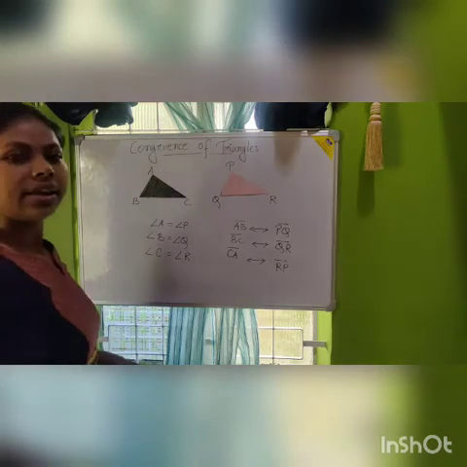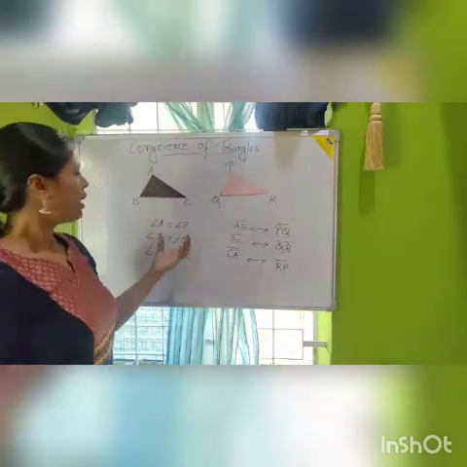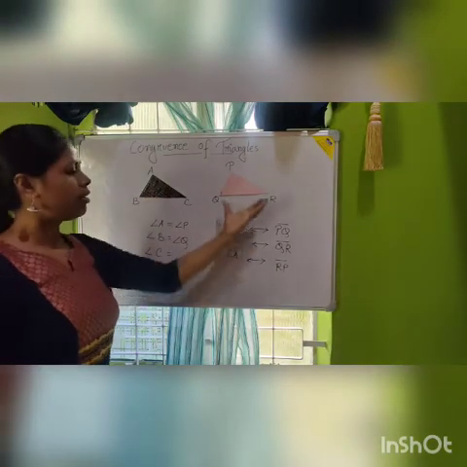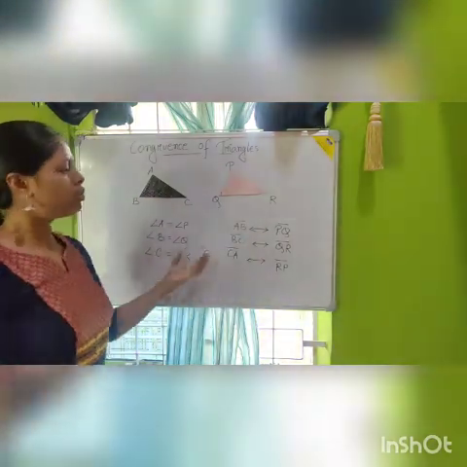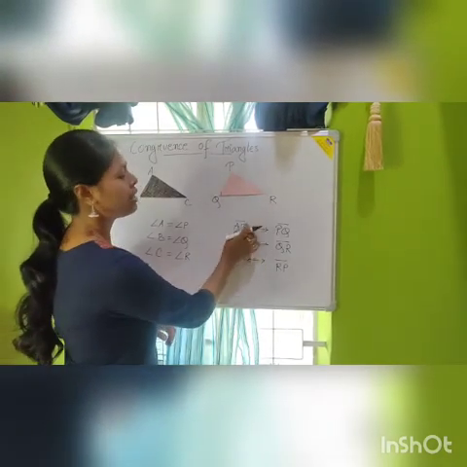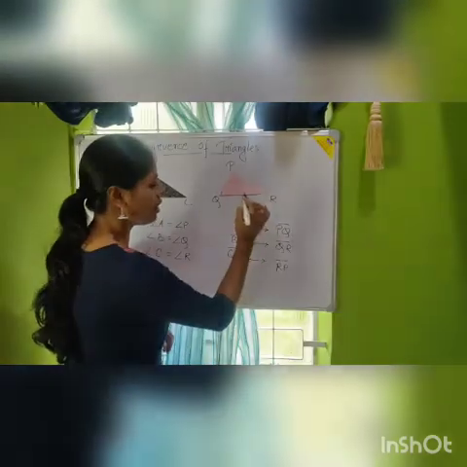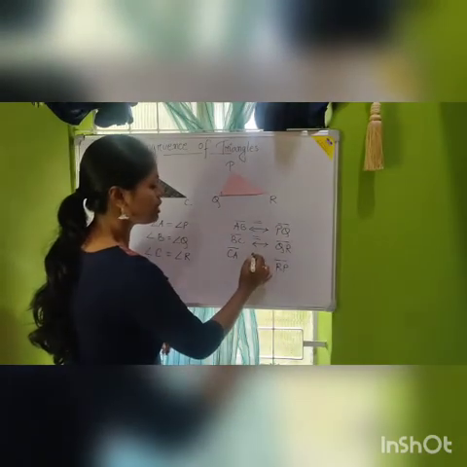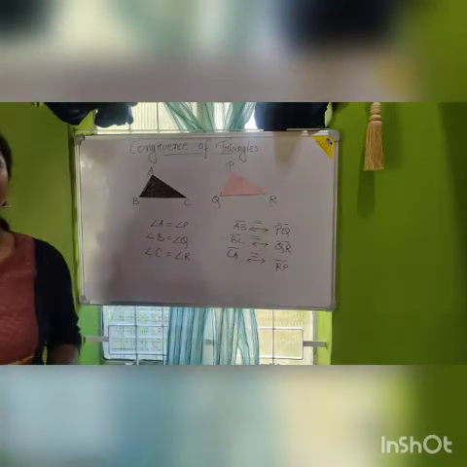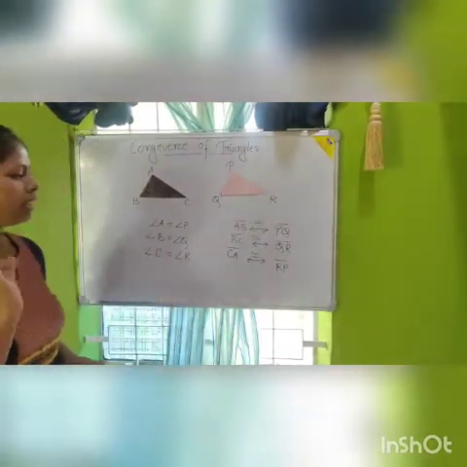Which means that if two triangles are congruent, then the corresponding parts of the two triangles are equal. Corresponding sides mean the two sides are equal, and we can also say that these two are equal. Corresponding means they are equal in length.